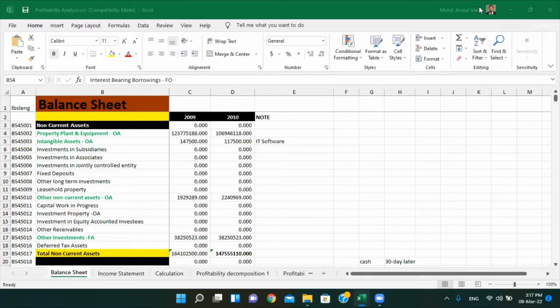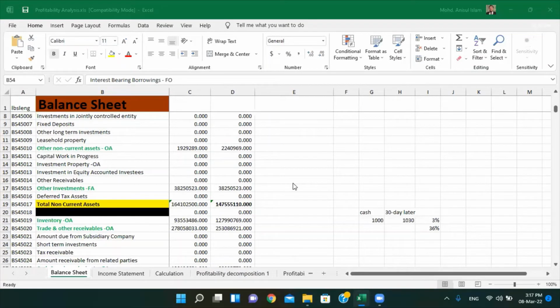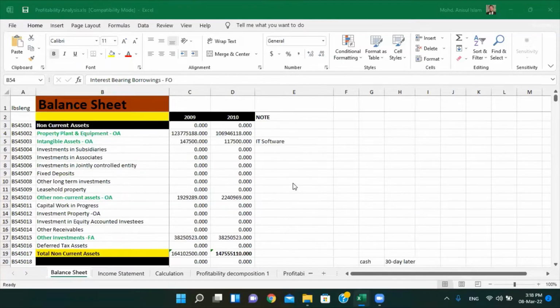So here you see that we have a balance sheet and an income statement. We will make the decomposition, or we'll find the sources of profitability, in 3 levels. There is a level 1 decomposition, a level 2 decomposition, and a level 3 decomposition. Decomposition is simply looking for the sources of profitability. So it's nothing special. We already are familiar with such kind of exercise.